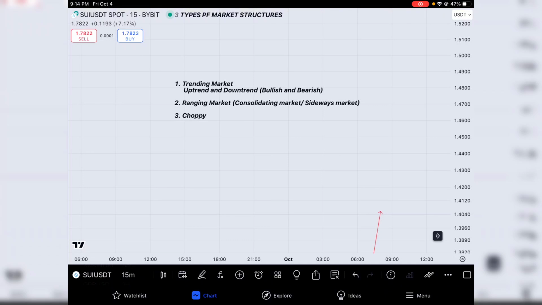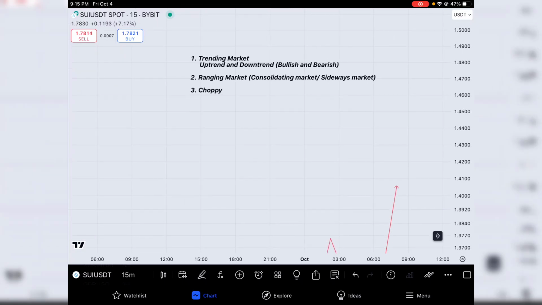So we have three types of market. We have the trending market, which has bullish and bearish. The second is the ranging market. Remember, another word for ranging market is consolidating market, or sideways market, which you will also see me writing. You will understand as time goes on. And the third is the choppy market. Let me show you a diagram I just drew to illustrate the three.